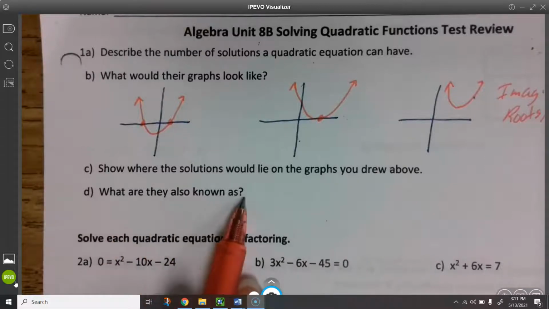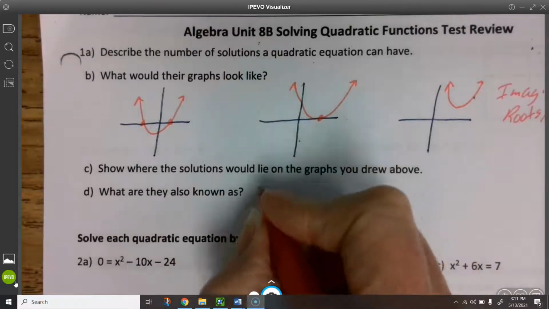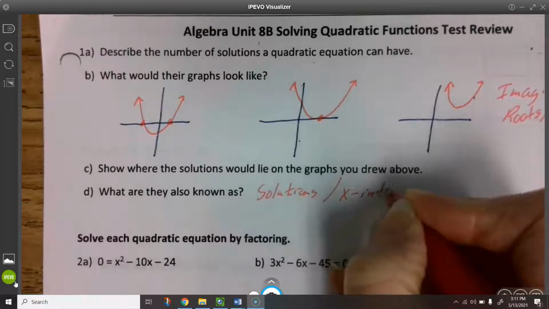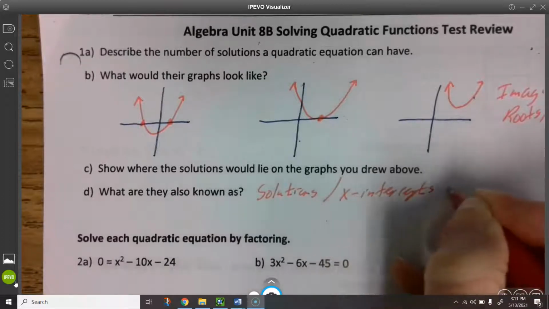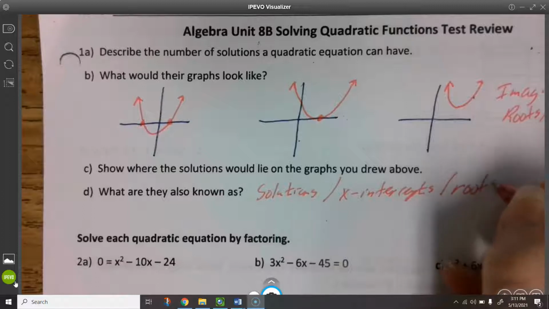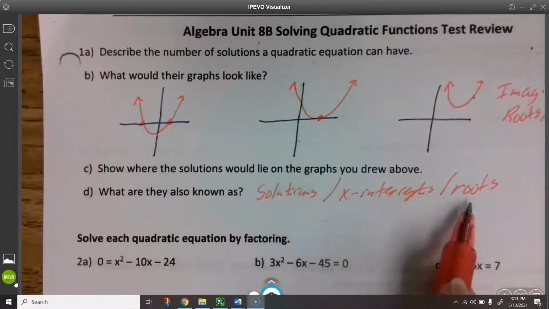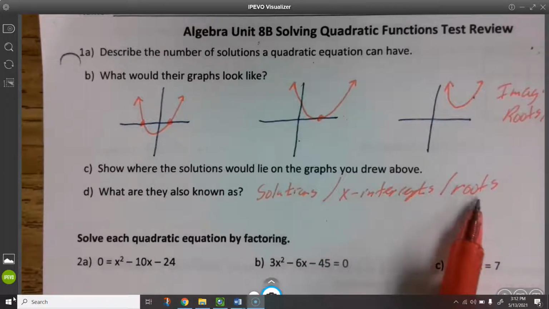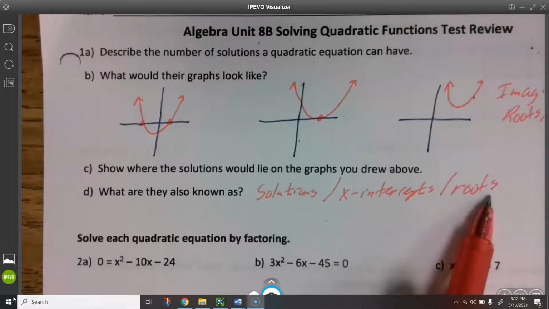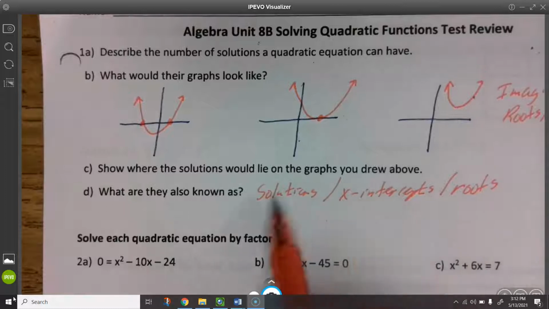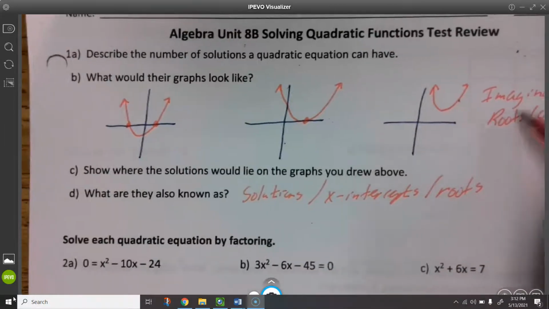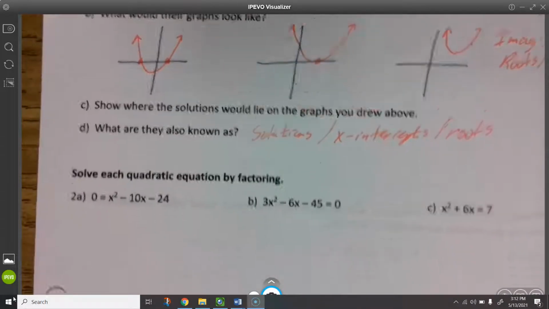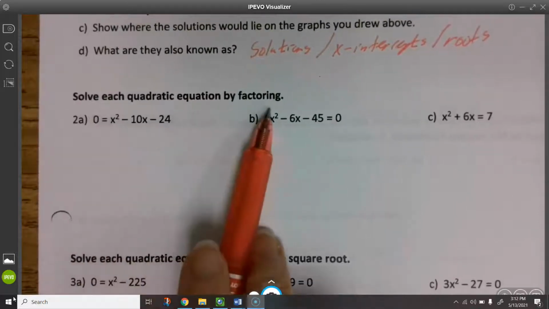What are they also known as? So what this is asking is when we talk about solutions, they are x-intercepts. They are roots. You've heard me use that several times. So solutions, x-intercepts, roots. Those are all names. And for now, those are all interchangeable. When you get into imaginary roots or solutions, then it does change a little. And actually, it's imaginary solutions. Anyway. Okay.